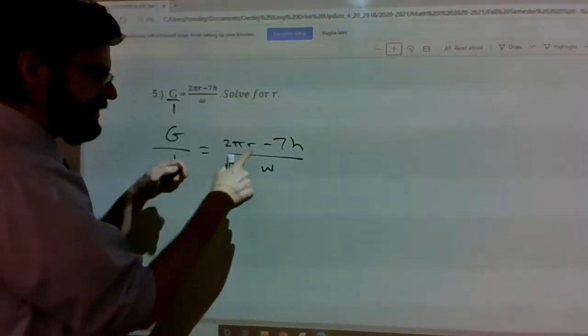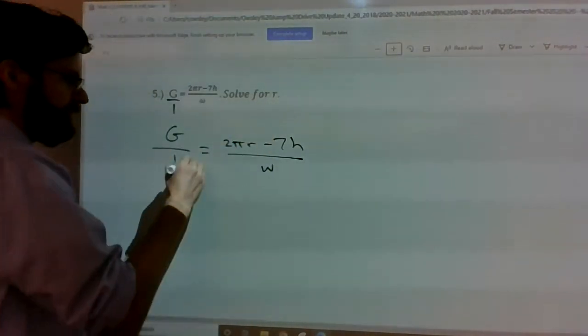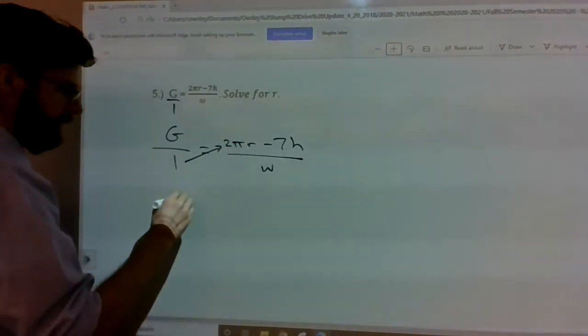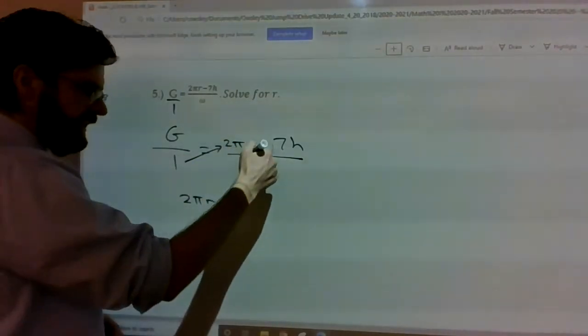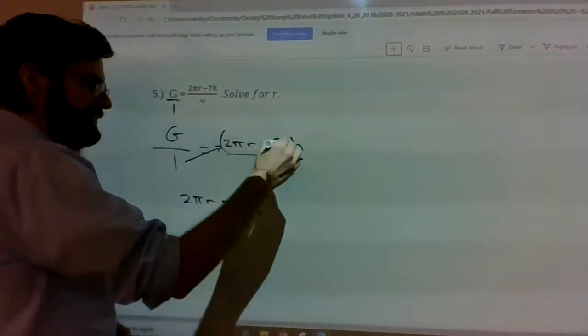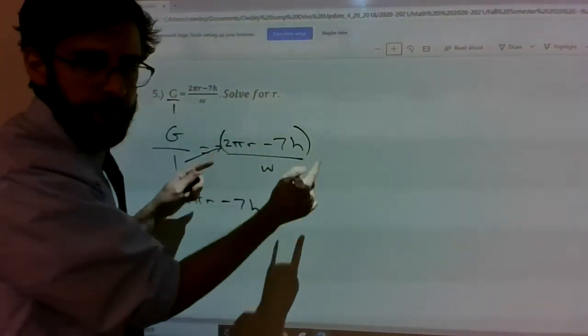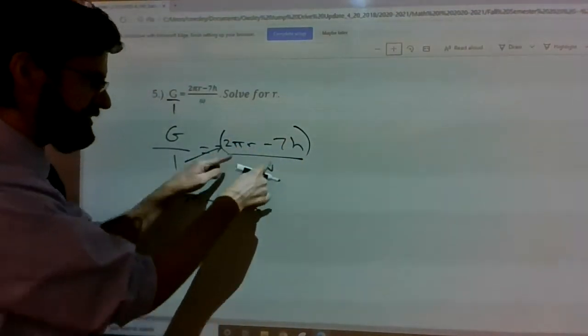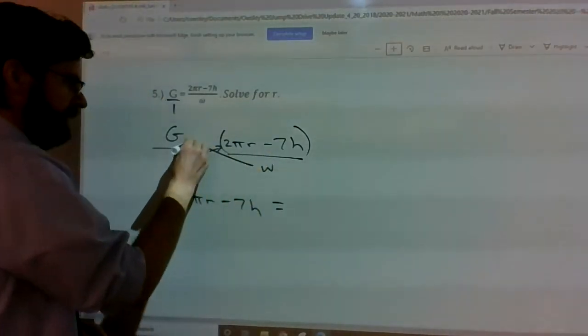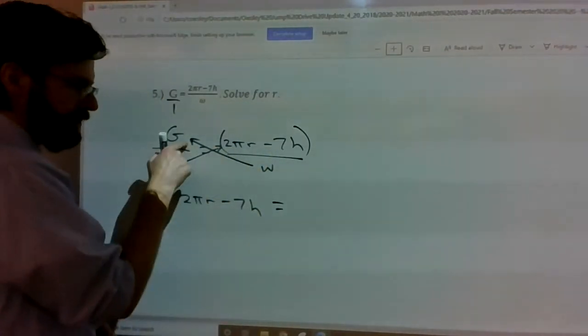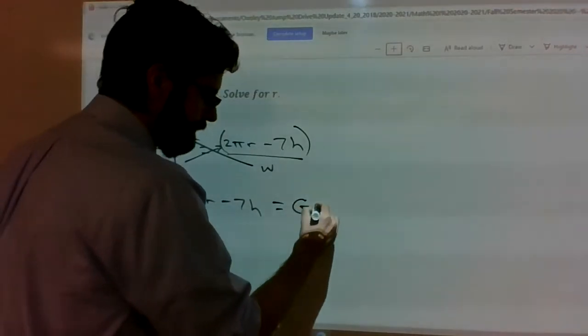If we want to get r by itself, we need to break it out of this fraction. So take 1 times 2 pi r minus 7h. You're really taking the 1 times everything on the top, but 1 times anything is just itself. That's going to be equal to GW. I'm going to put GW.